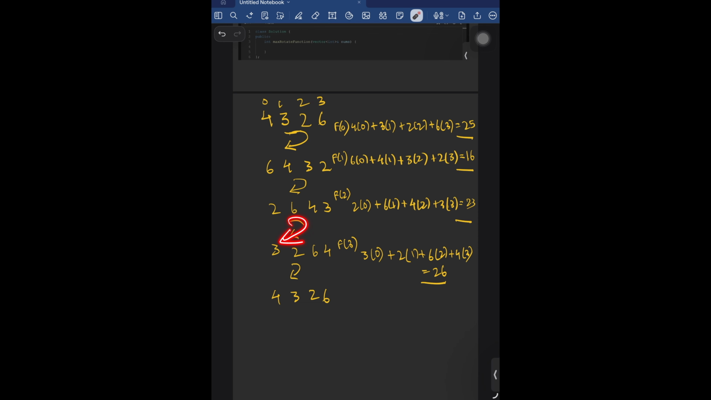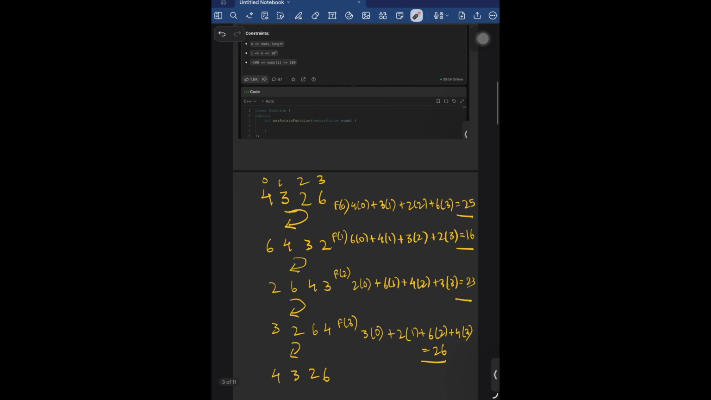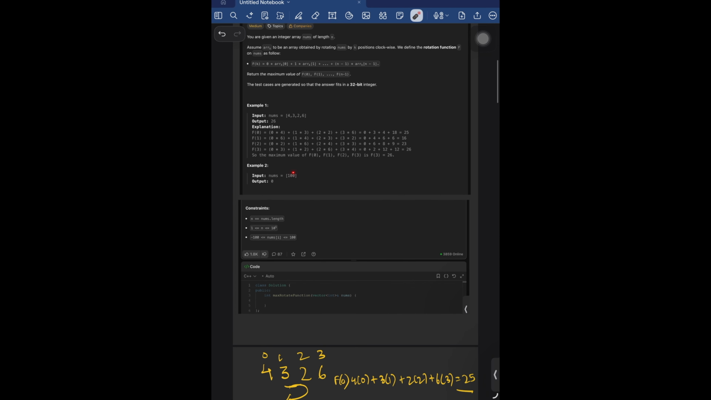Similarly, we rotate it again and we get this array, and this value is f of 3, and the answer is 26. And if we again rotate it, we get the original array, so we have to stop at f of n minus 1 only. Now out of these f of 0, f of 1, f of 2, f of 3, we need to find the maximum value, that is 26. And similarly, in the next example, we only have one element in the array, so only f of 0 is possible, which is 0 into 100, and that is 0.